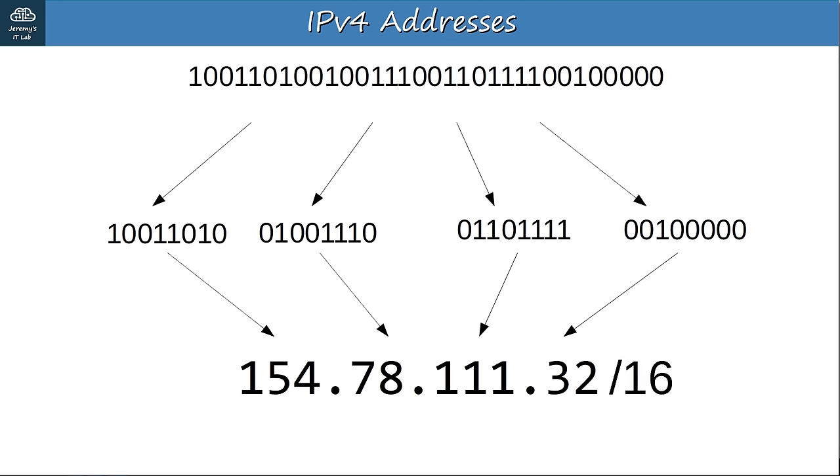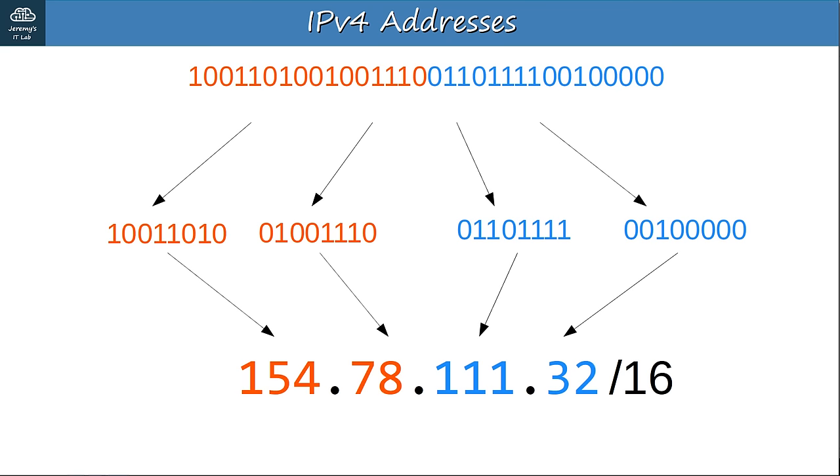This time, slash 16 is used instead of slash 24. Which portion is the network portion, and which is the host portion? Well, slash 16 means the first 16 bits, or the first half, are the network portion. So the first 2 octets are the network portion, and the last 2 octets are the host portion. Therefore, 154.78 is the network portion, and 111.32 is the host portion.